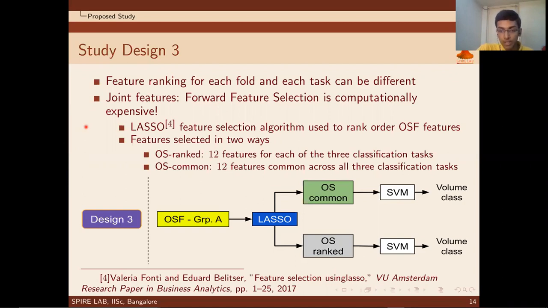Since the feature rank for each fold and each task can be different, the features were selected in 2 ways. 1. Features common to all folds but separately for each classification task, and 2. Features common across folds and across classification tasks. Finally, the top 12 features, equal to the number of baseline features, were selected from each set and are referred to as OS ranked and OS common feature sets respectively.